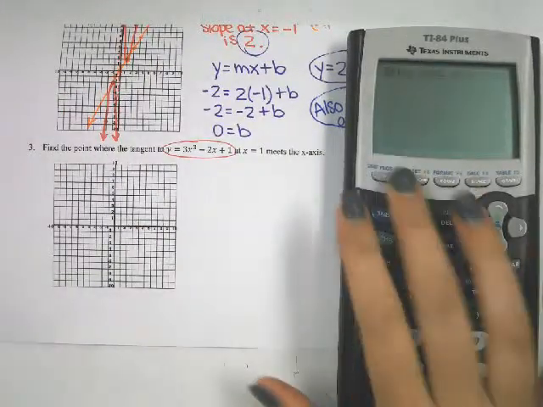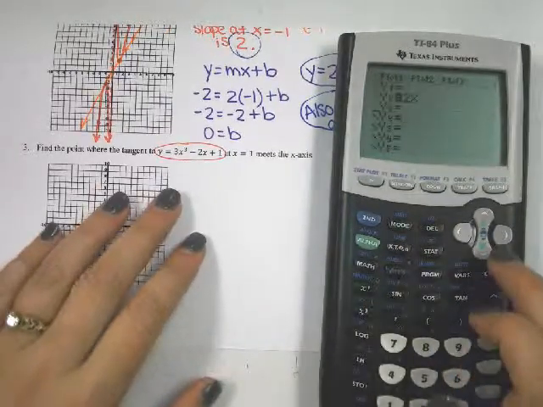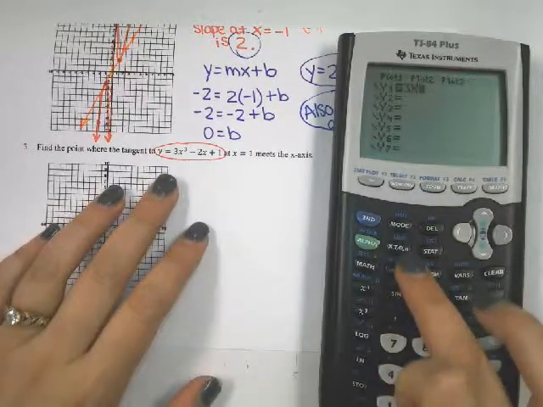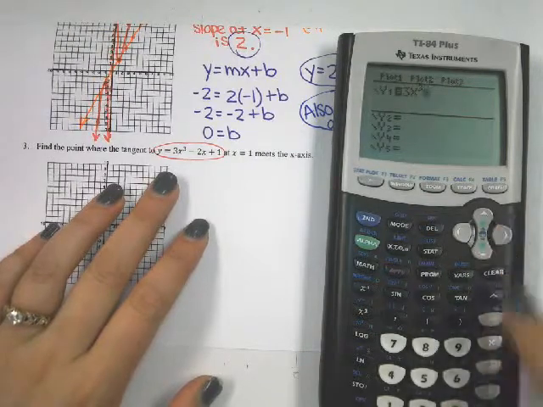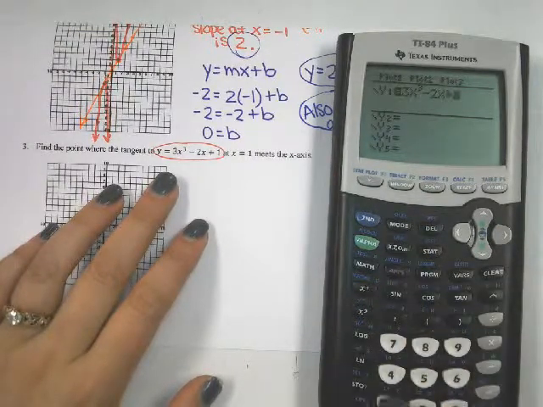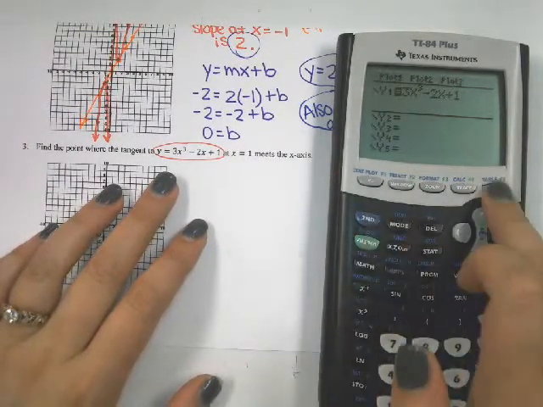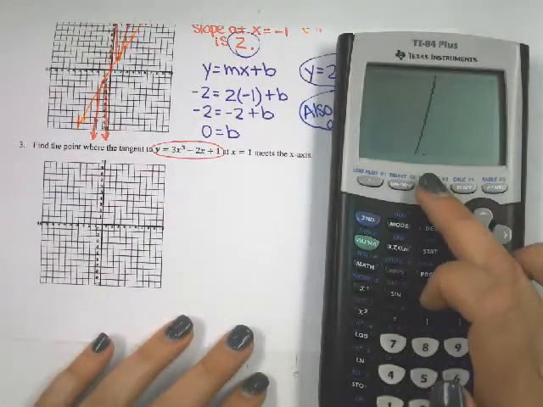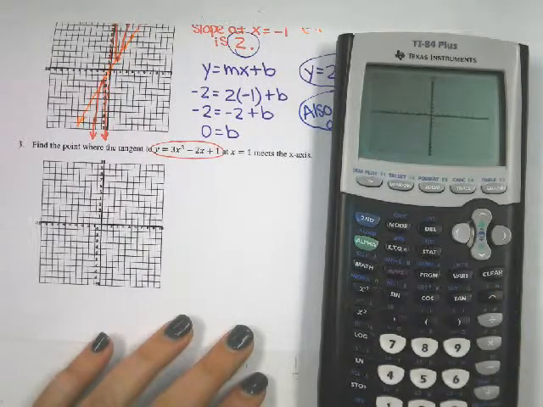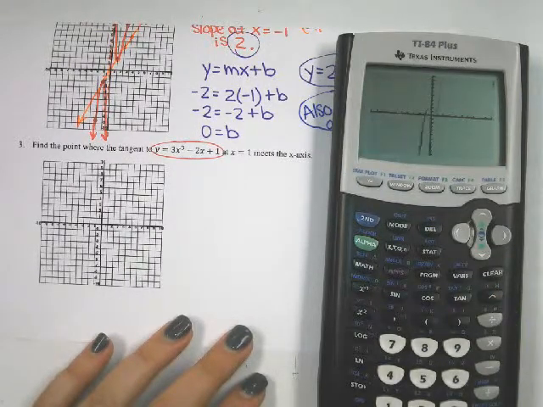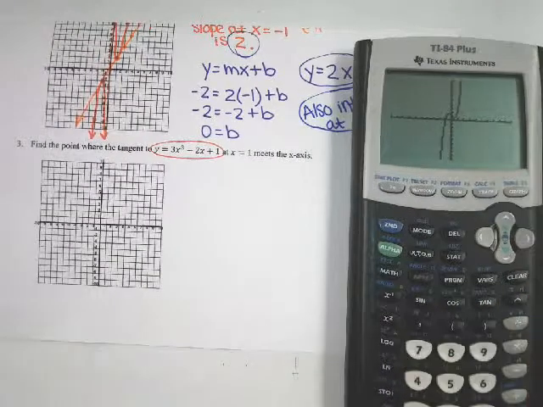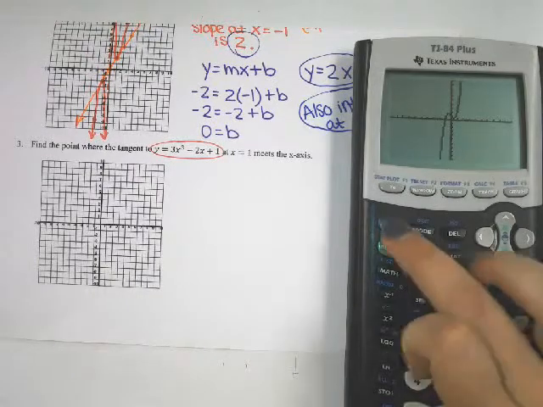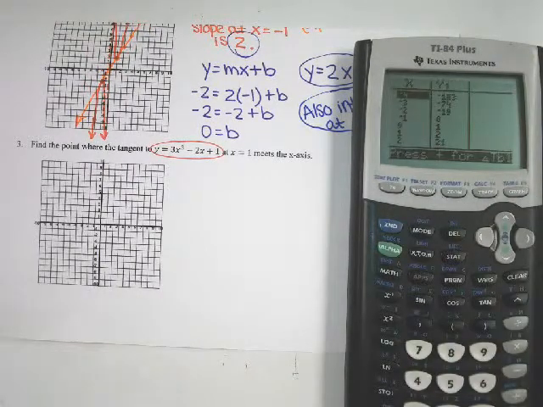So I'm going to go to my y equals 3x cubed minus 2x plus 1. Graph it. Oh, I'm way zoomed in. I'm going to go zoom 6, which is standard. There it is. I'm going to sketch that line by going to my table and plotting the points.